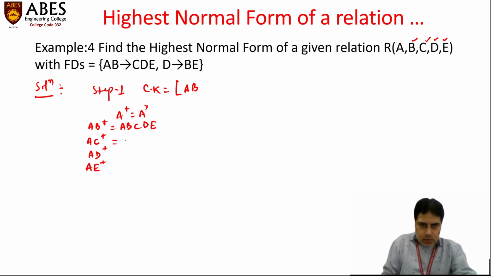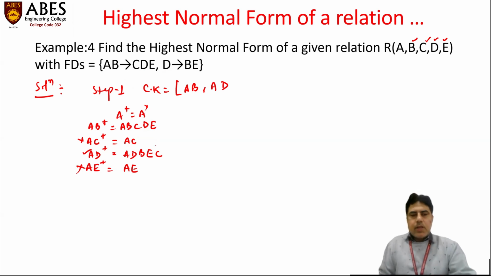Now take the attribute closure of AC. From AC, we can't determine anything else. So this is not a candidate key. Now AD: from D, we can determine BE, and from AB, we can determine CDE. So this is also a candidate key. Now the third is AE. From AE, we can't determine anything else. So this will not be part of the candidate keys. So these are the candidate keys.